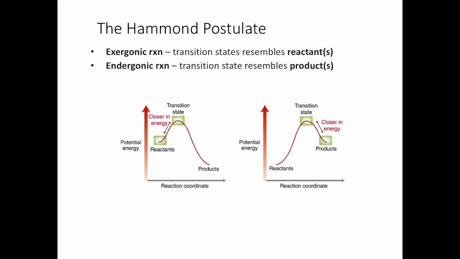So in an exergonic reaction step, the transition states resemble the reactants because they're closer in energy. In an endergonic reaction step, the transition state resembles the product because those are closer in energy.